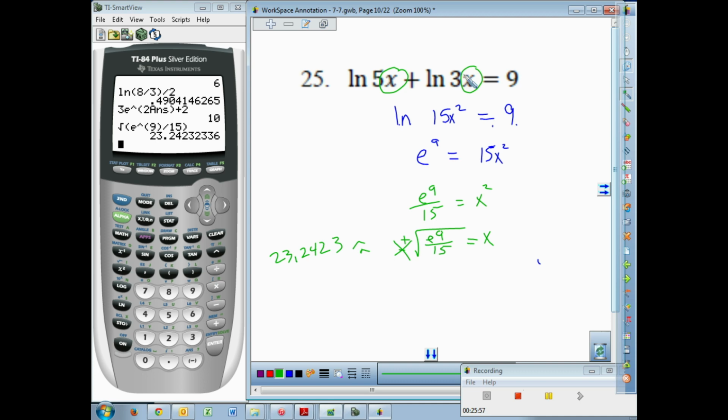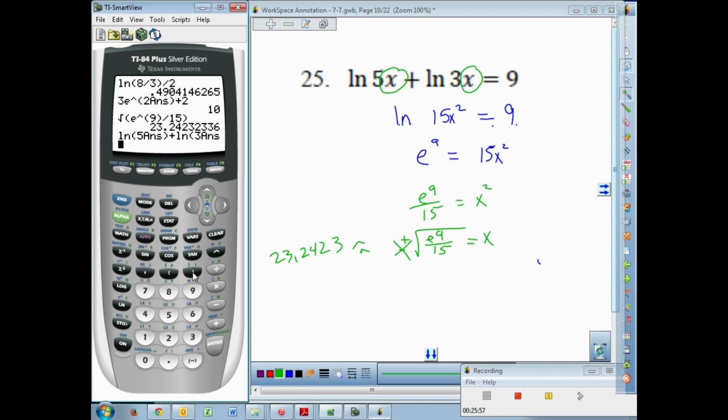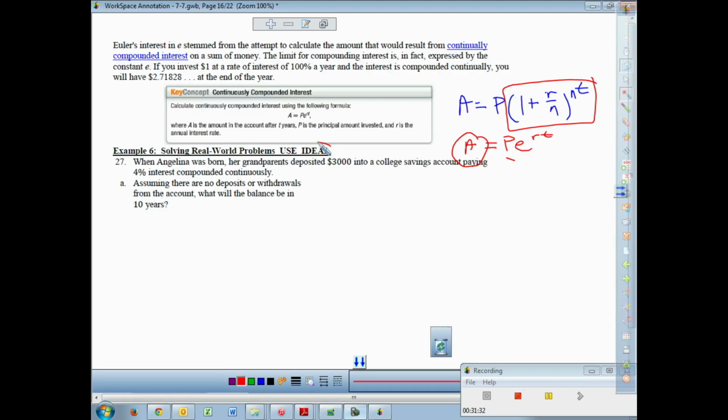The x is in the argument. You can't have that negative number back in there. Let's check it. Natural log of 5 times x, which is your previous answer. Close the argument. Plus natural log of 3 times x. Close the argument. If I hit equals, I hope I get 9. I did. Aha.